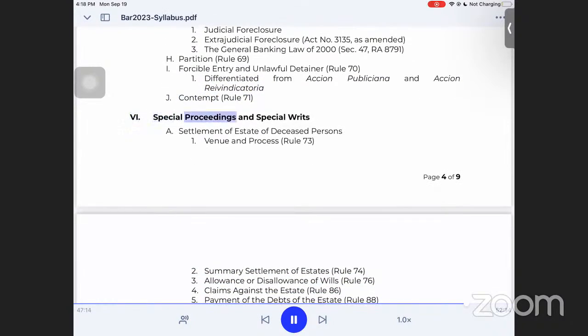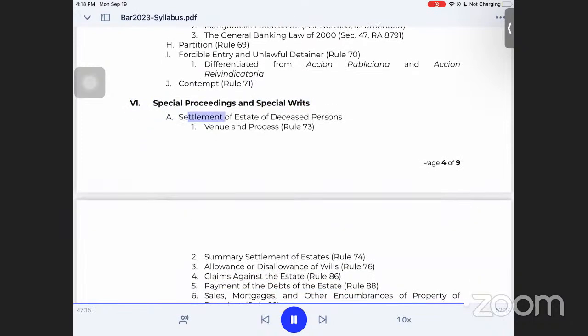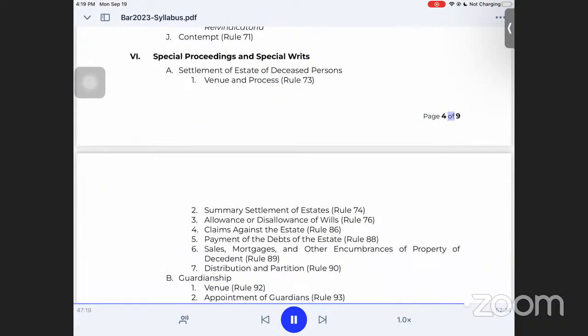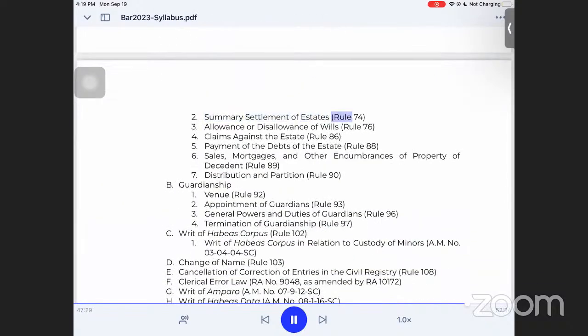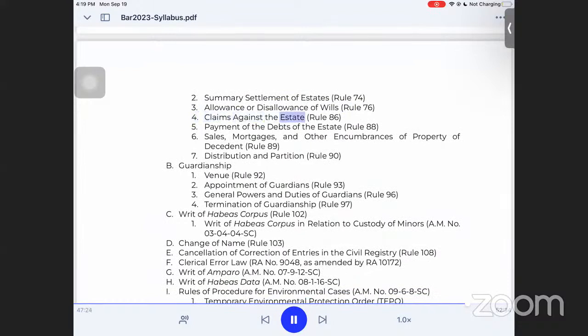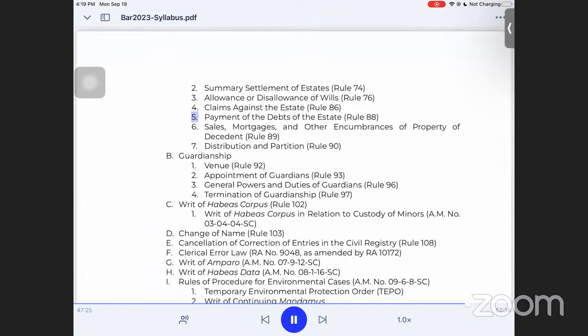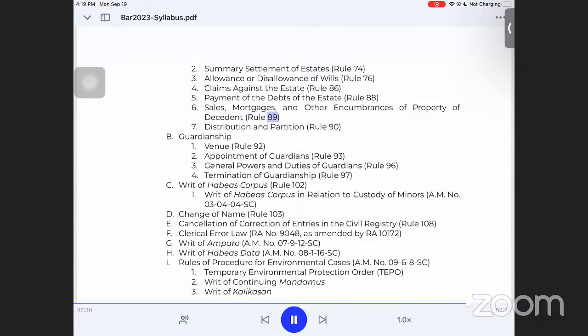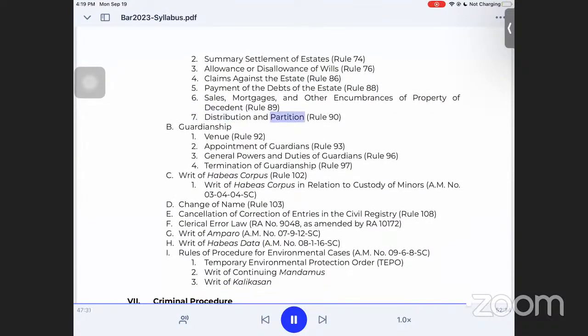V. Special proceedings and special writs. A. Settlement of estate of deceased persons. 1. Venue and process, Rule 73. Page 4 of 9. 2. Summary settlement of estates, Rule 74. 3. Allowance or disallowance of wills, Rule 76. 4. Claims against the estate, Rule 86. 5. Payment of the debts of the estate, Rule 88. 6. Sales, mortgages, and other encumbrances of property of decedent, Rule 89. 7. Distribution and partition, Rule 90.